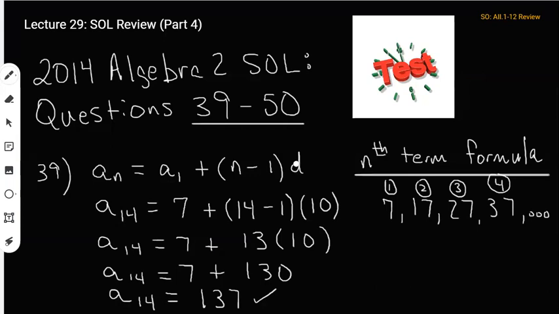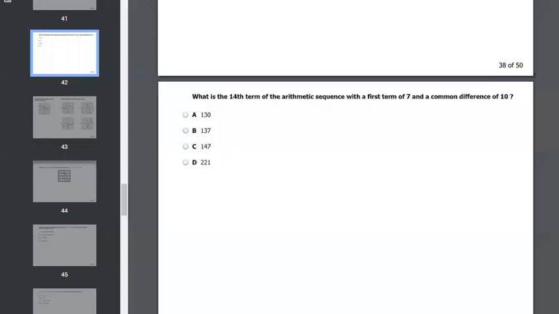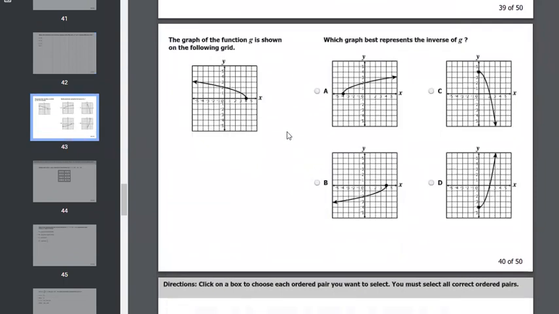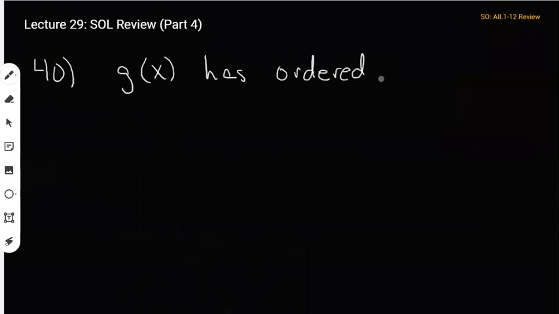Okay, let's look at number 40. For number 40, it says that a function g is shown in this graph right here. And what I want to do now is find the inverse of g. So the function g of x has ordered pairs, and I want to choose 2 of the ordered pairs.